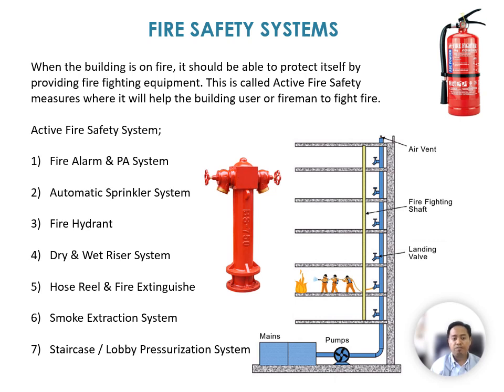Starts with number 1, fire alarm and PA system or public address system. The second one is automatic sprinkler system. Number 3 is fire hydrant. Next is dry and wet riser system. The next is hose reel and fire extinguisher. Number 6 is smoke extraction system. And lastly, staircase or lobby pressurization system. We will learn this in more detail in module number 5.